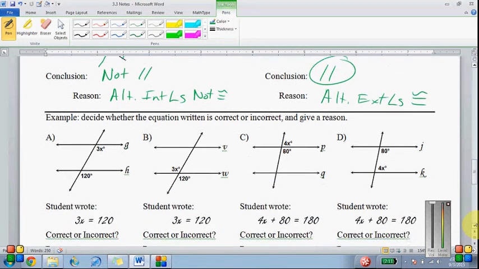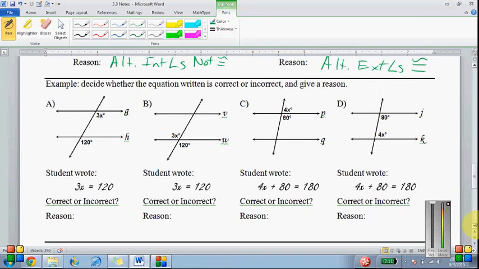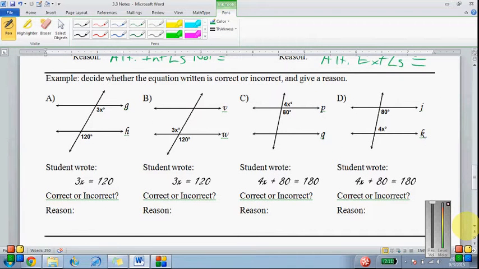Decide whether the equation is correct or incorrect and give a reason. So first thing we have to notice here is that none of these lines that we're given are parallel. We are not told that any of these lines are parallel. If they were, we would have to have marks like this, little triangles on these lines showing that they are parallel, but we don't have that here. So we don't know if any of these lines are parallel.